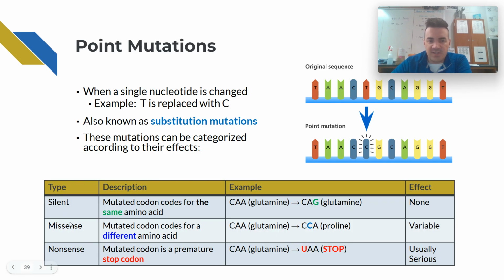Next up are missense mutations. Missense mutations are where you actually do change the amino acid to a different one. And so if you take CAA again and we change it to CCA, that gives us proline. And proline is a different amino acid from glutamine, and it's going to have different chemical properties. And so it's possible that having a proline instead of glutamine is going to change the structure of that protein in some way. Now, the effect of this could be variable.